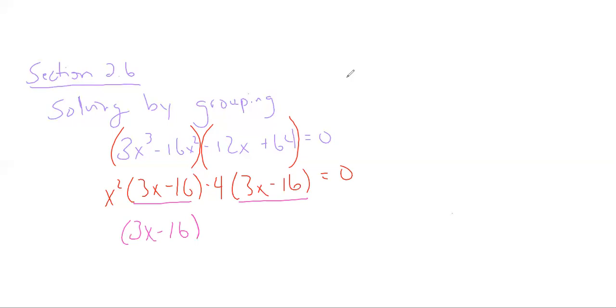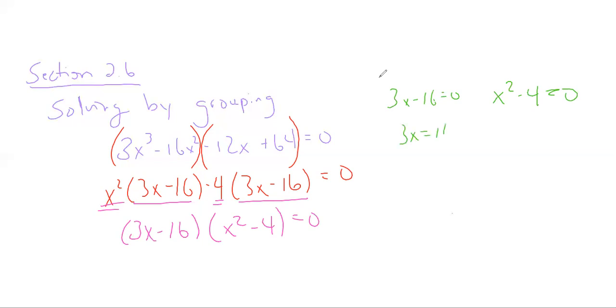Well, what I'm going to do now is take those things and set them both equal to 0. So I'm going to have 3x minus 16 equals 0. And then I'm going to have x squared minus 4 equals 0. Well, here I add 16, divide by 3. There we go. Then over here, I can either factor it, or I can just say x squared is equal to 4. Take the square root of both sides.